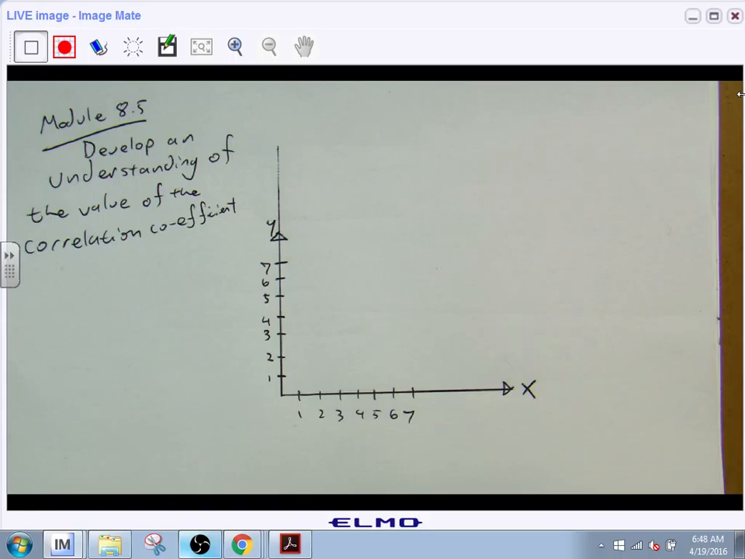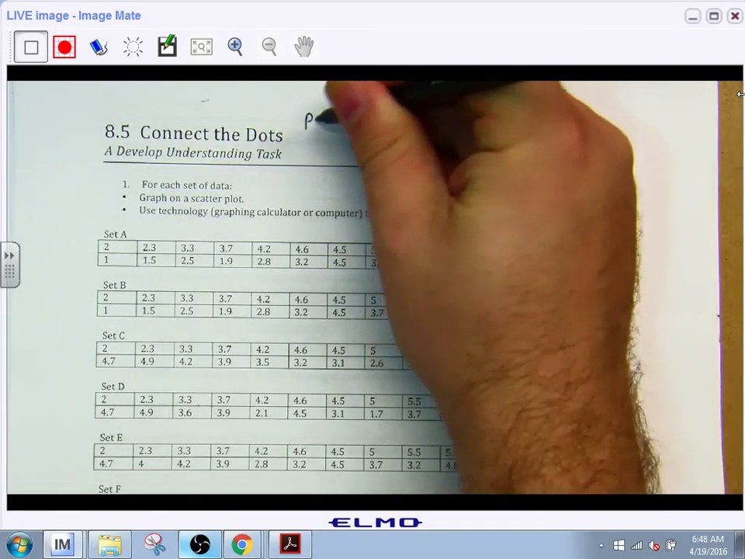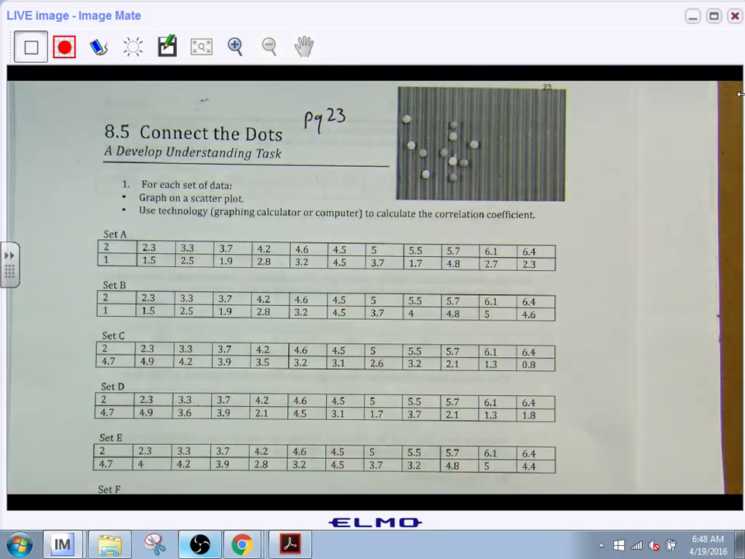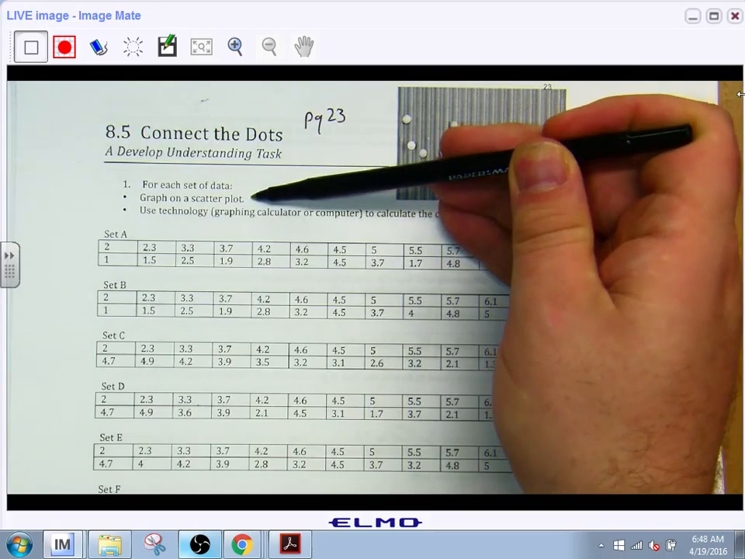To do that, I want you to take your packets from yesterday and go to 8.5 here, connecting the dots. This is page 23 in the packets. And for this task, it's going to ask us to do a couple different things. First of all, it wants us to take the data and graph it on a scatter plot.